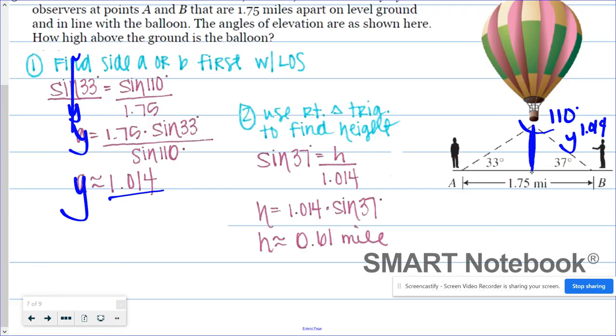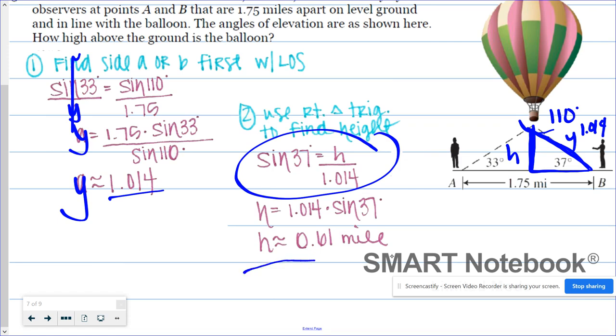So then I have this right triangle here and I'm curious about the height of it. I know the hypotenuse is 1.014. So I can use a right triangle trig ratio to find the height. I'm saying sine of 37 degrees is equal to h over 1.014, h being the height, 1.014 being the hypotenuse. So I simply cross multiply, calculate, and I get that the height is 0.61 miles. So that's how high the balloon is flying above Tucson.